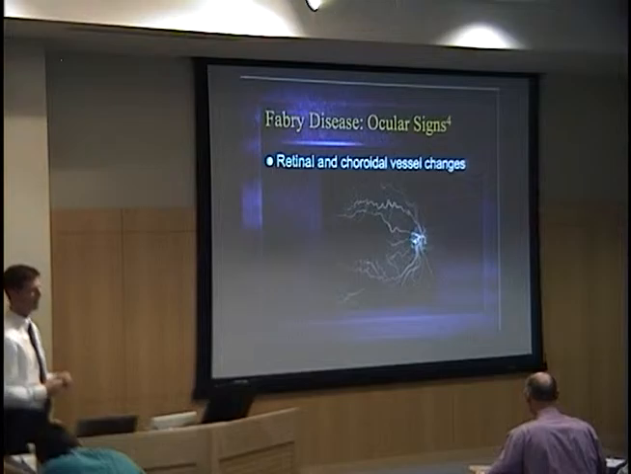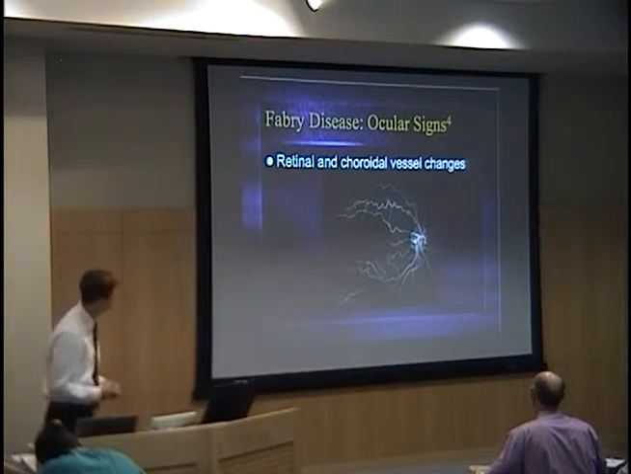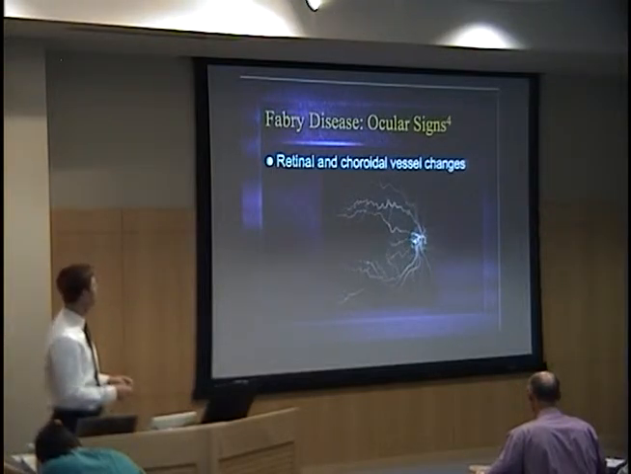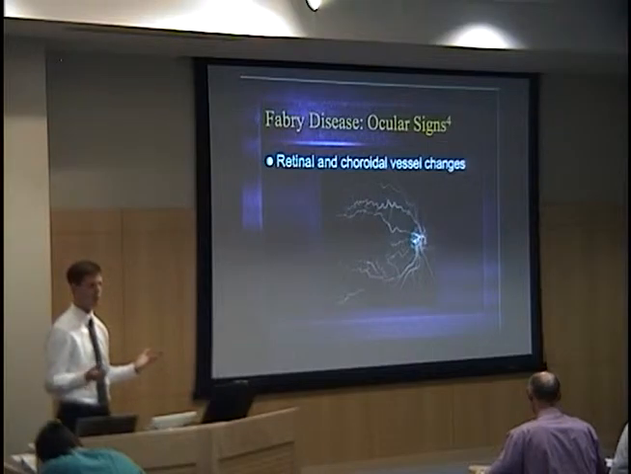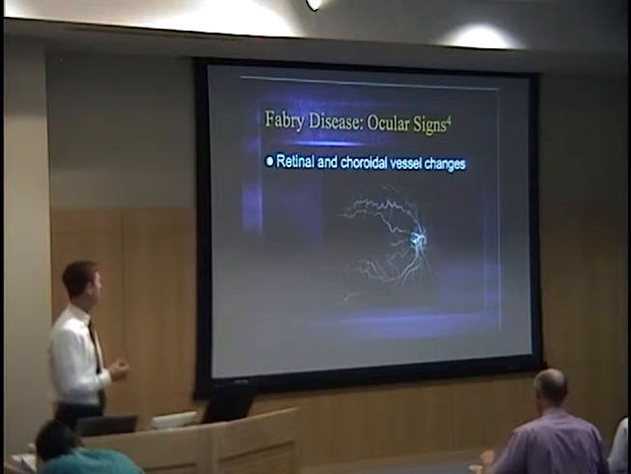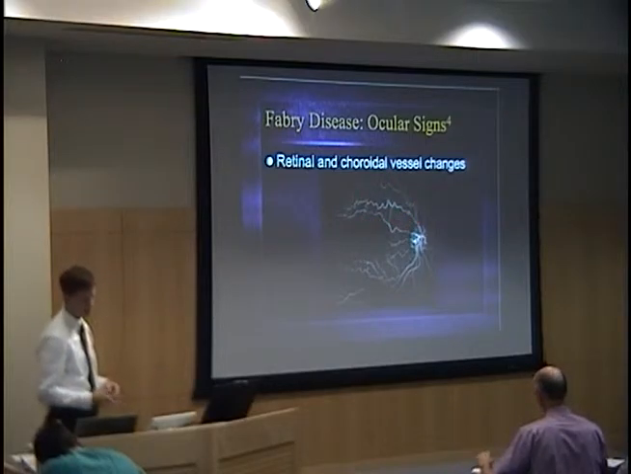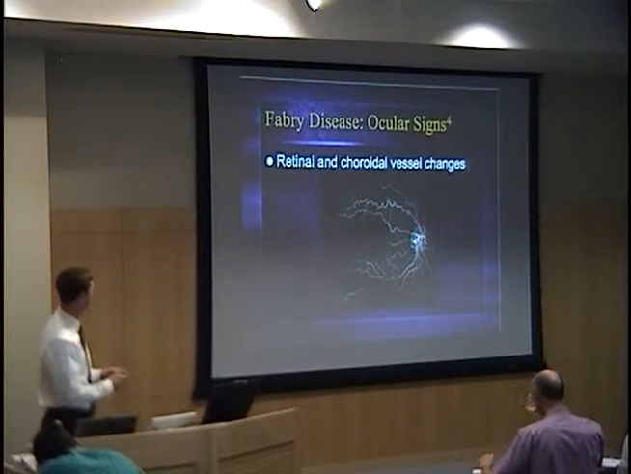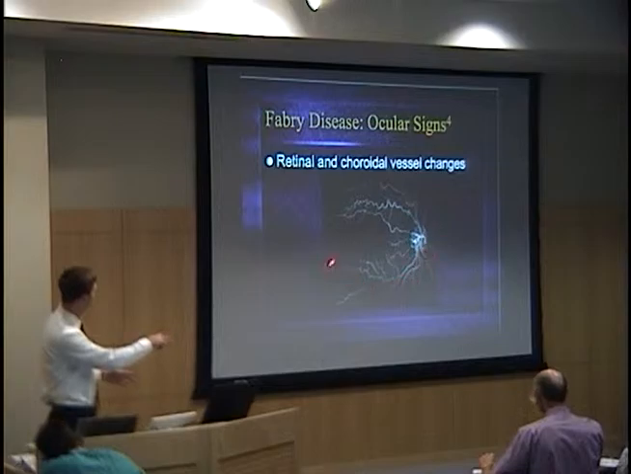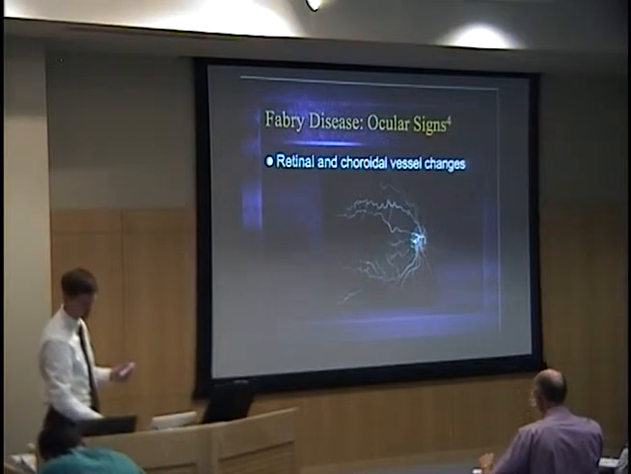And the vessel tortuosity can also be seen on the fundus, can be seen using an ophthalmoscope, but more dramatically seen using fluorescein angiography. So you can see the tortuosity of the vessels in the superior and inferior arcades.